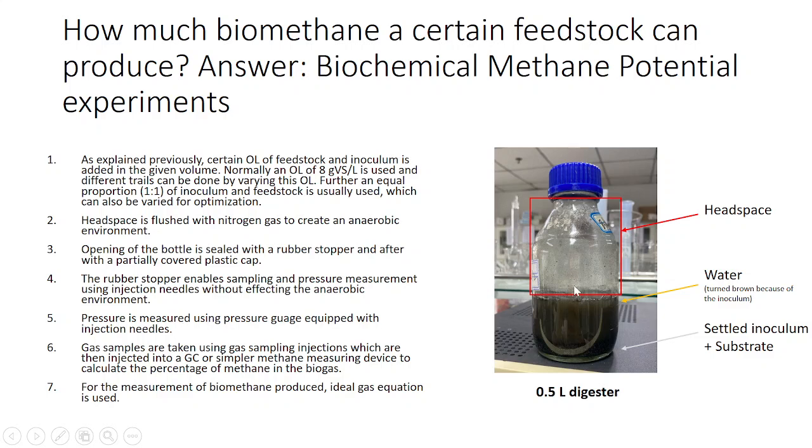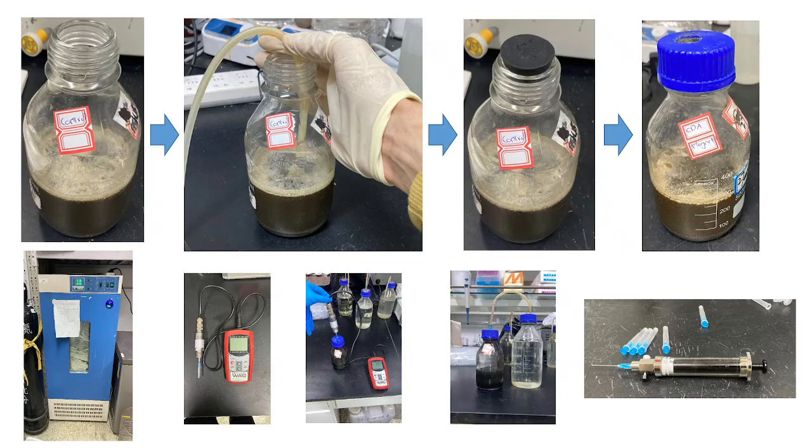And after that you can use a pressure gauge and GC to measure methane content and the biogas produced daily. After that you can sum up the daily methane productions to get a cumulative methane yield. For the measurement of biomethane, the ideal gas equation is used. Because with the pressure gauge you will be measuring pressure, and you utilize delta P in the ideal gas equation, you can easily measure the biomethane or biogas produced every day using the ideal gas equation, and you can use molar volume and all those values accordingly.